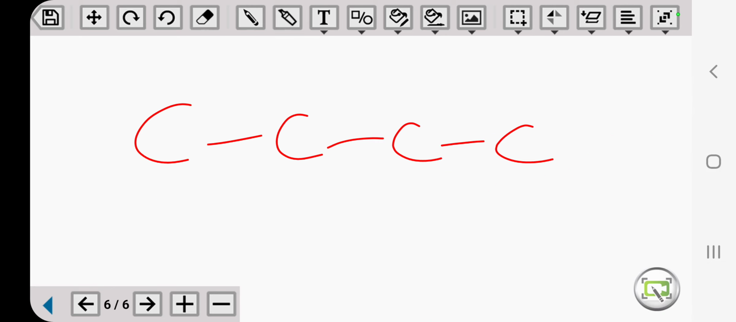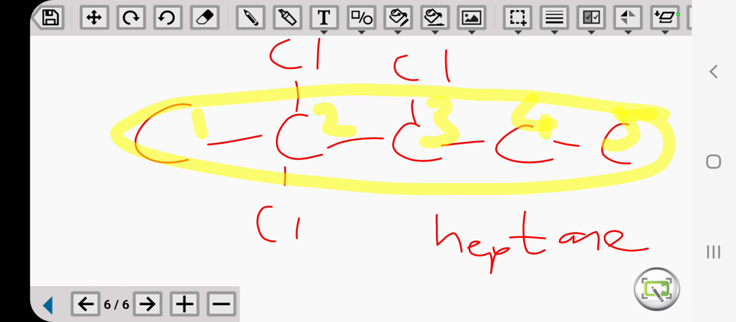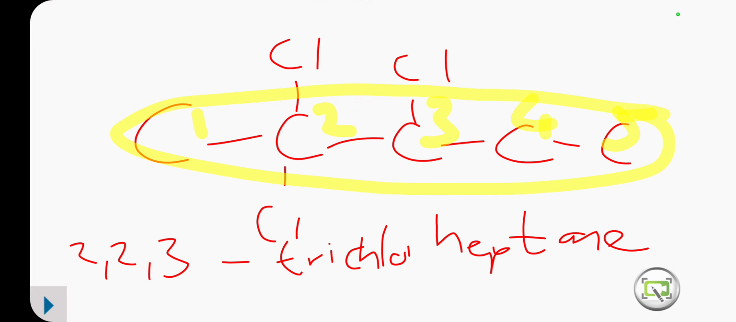If by any chance we would have had 3 chlorines, let's look at this example. This is a heptane. We have chlorines at carbon 2, and carbon 3. So it's 2,2,3, and then dash, because it's 3 chlorines, it is trichloroheptane. If it was 4 chlorines, it would have been tetra.